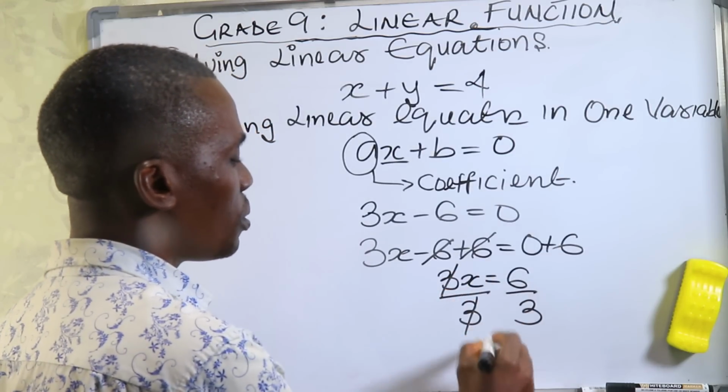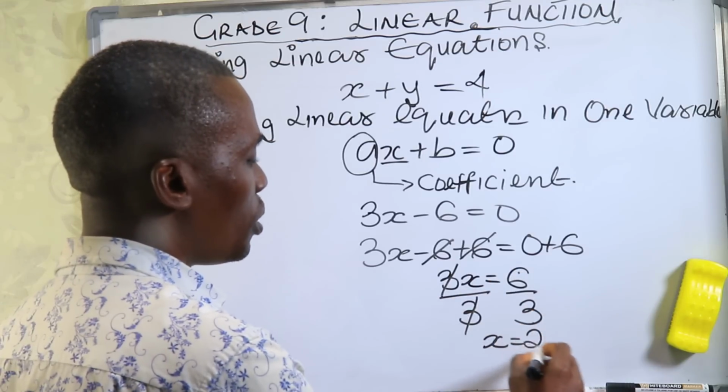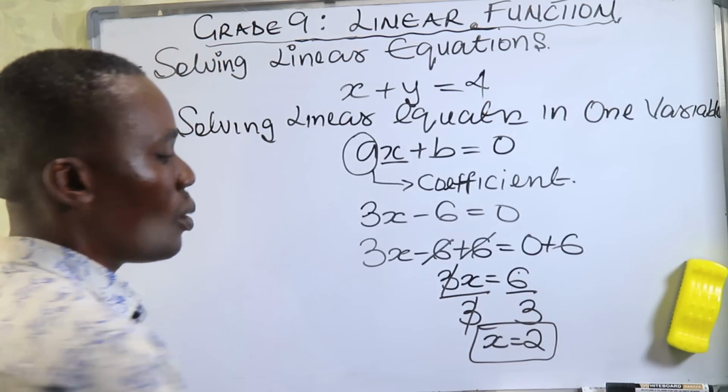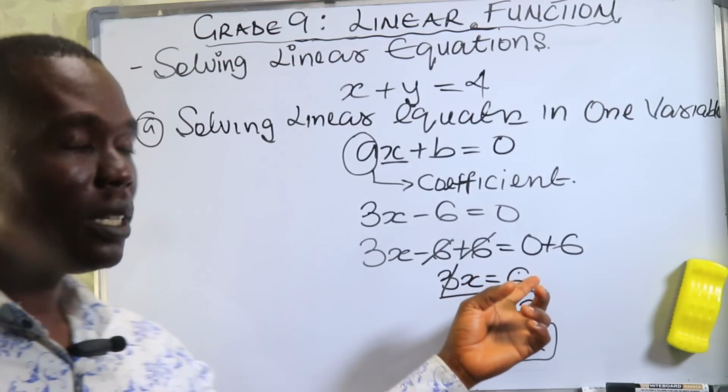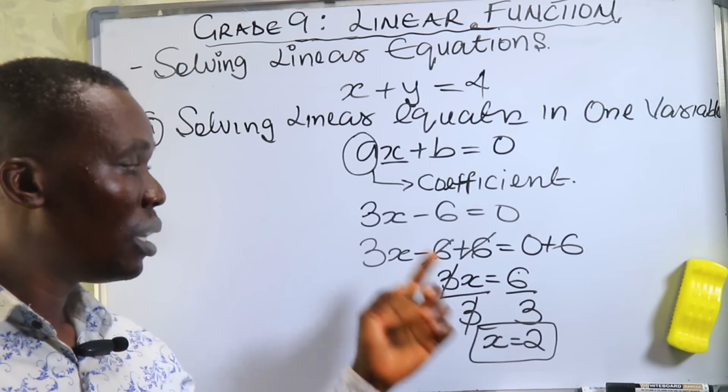3 cancels out 3, and x will be equal to 6 divided by 3, which is 2. So x is equal to 2. This is solving a linear equation in one variable, x.